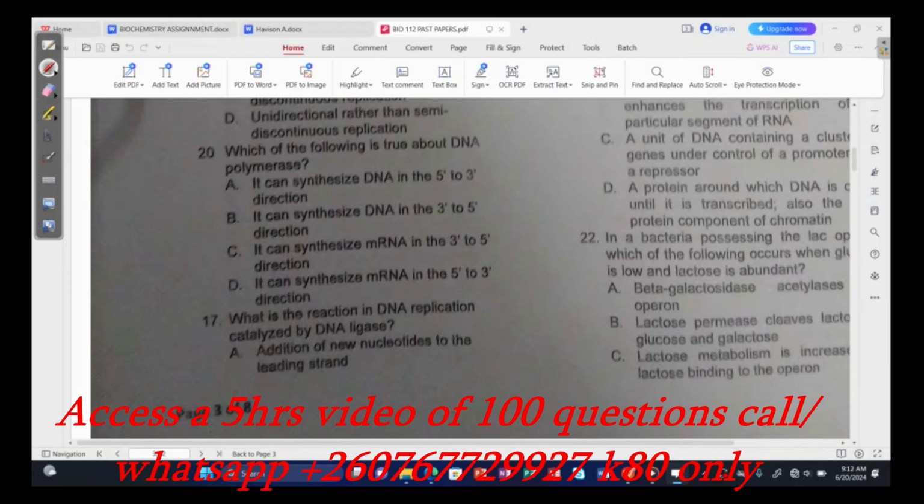So A is saying it can synthesize DNA in the 5' to 3' direction. This sounds correct, but let's check if there are other options. The last one says it can synthesize mRNA, so it doesn't synthesize mRNA, it synthesizes DNA, that is, it adds nucleotides of DNA to the new growing strand, synthesizing DNA in the 5 to 3 direction. Therefore, the correct answer for this question was option A.